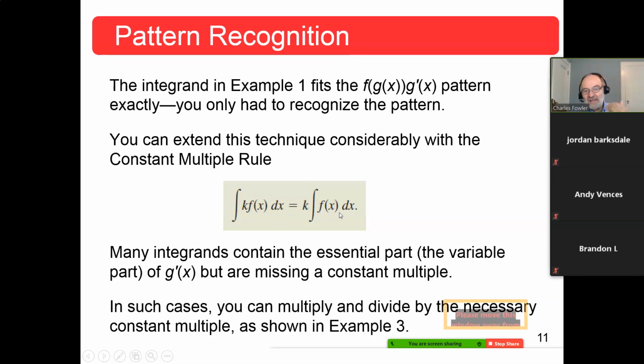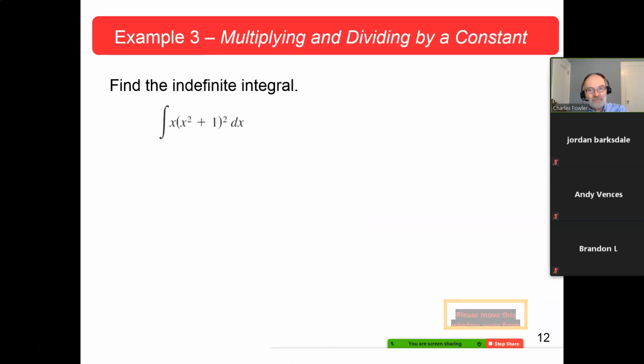Many integrands contain the essential part, the variable part of g of x, but are missing the constant multiple, just like we saw before. Sometimes we divide by 2 or divide by 3 or something like that. In such cases, you can multiply and divide by the necessary constant multiple, and that's what example 3 is going to show, which is basically what we were just doing. So here's example 3. Find the indefinite integral. Was this the same one we did? No, not quite, but awfully close.